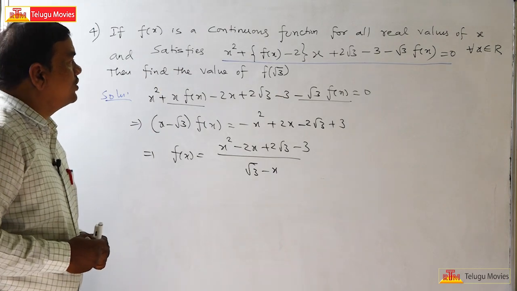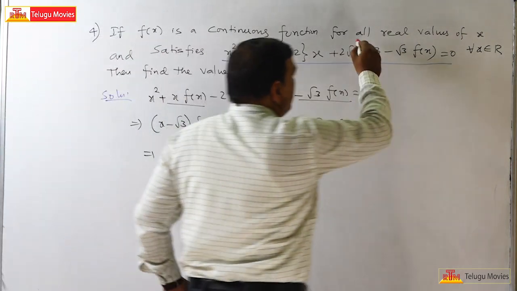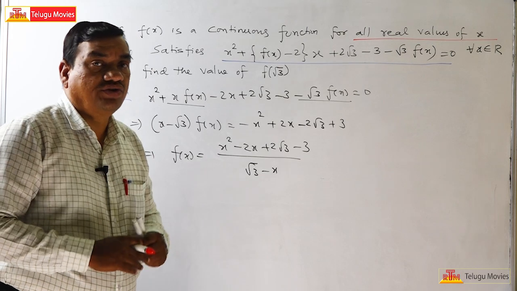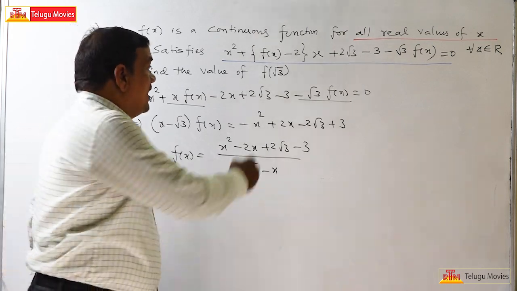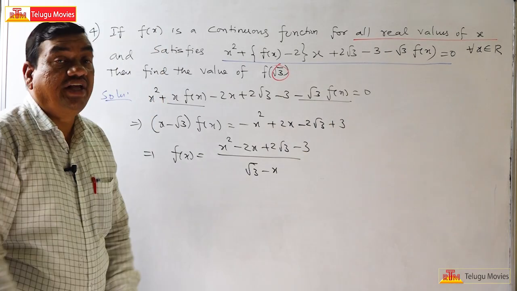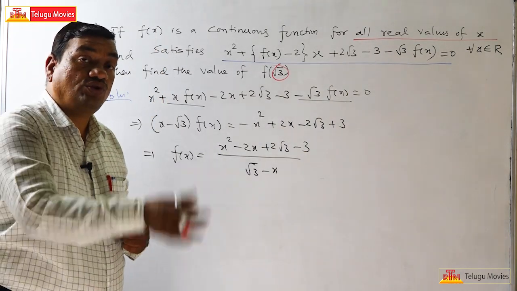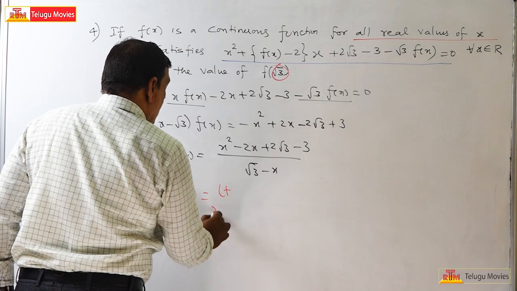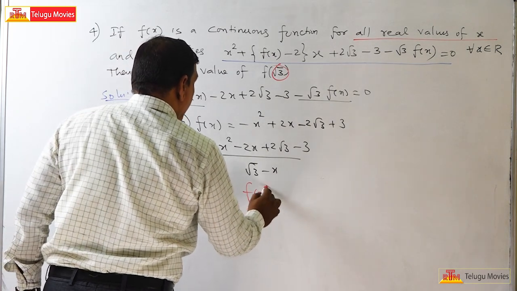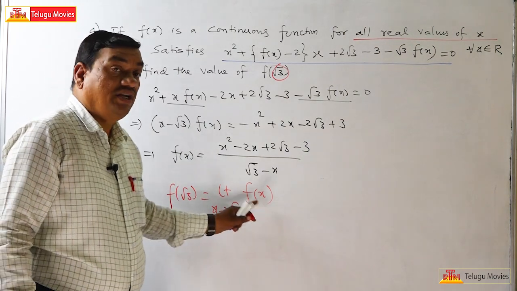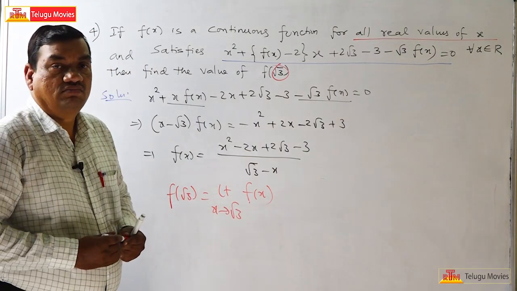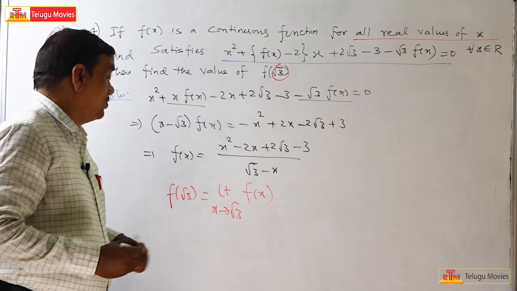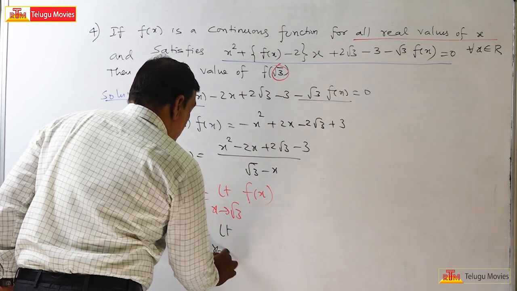Now, coming to the problem. It is given that the function is continuous for all real values of x. That means at x is equal to 5 it is continuous, x is equal to 3 continuous, x is equal to 2 continuous. Like that, at x is equal to root 3 also, it is continuous. Now, that means f of root 3 is equal to limit x tends to root 3 of f of x. Understand? Since it is continuous for all x, it is continuous at x is equal to root 3 also. So this is equal to limit x tends to root 3.